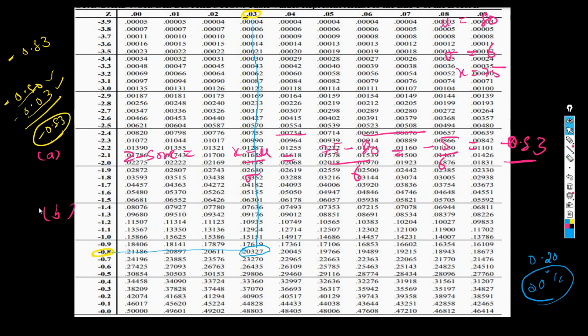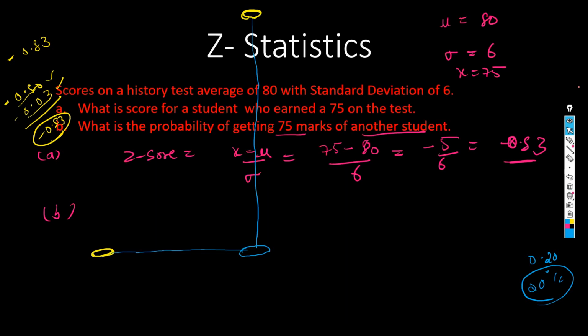Now let's go and see how we can see this type of thing with the help of the distribution, right? Okay, let me remove this. Now what is the meaning of 0.20 over there?